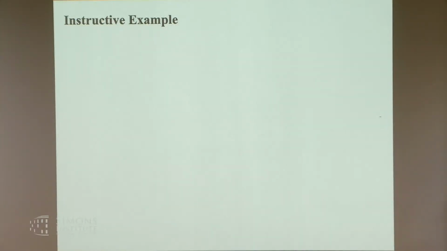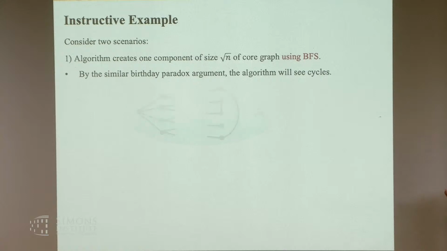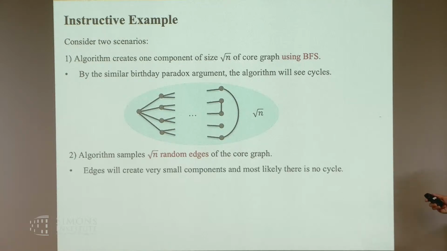So I'm going to give an example of why this will happen. Suppose the algorithm can see root n edges of the graph. There are two ways that the algorithm can see root n edges. One is to run a BFS and see a component of size root n. In this way, we can use the same birthday paradox argument to show that the algorithm will see cycles. Now suppose that the algorithm only sees root n random edges of the graph. For this case, we can show that all the components that the algorithm sees are small, and the algorithm will never see a cycle if edges are chosen randomly.